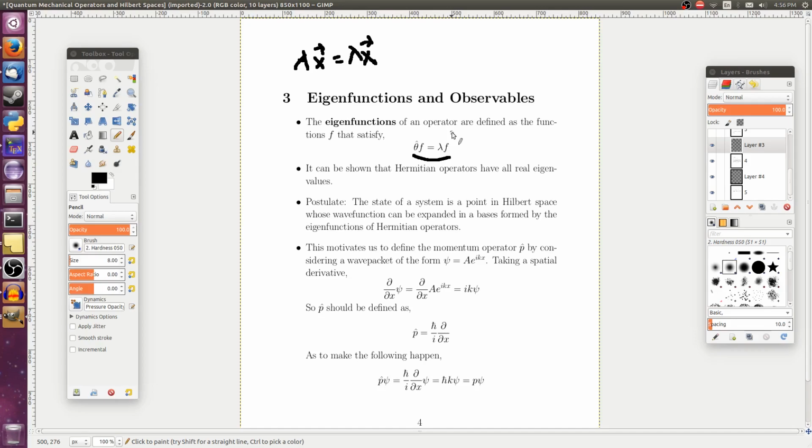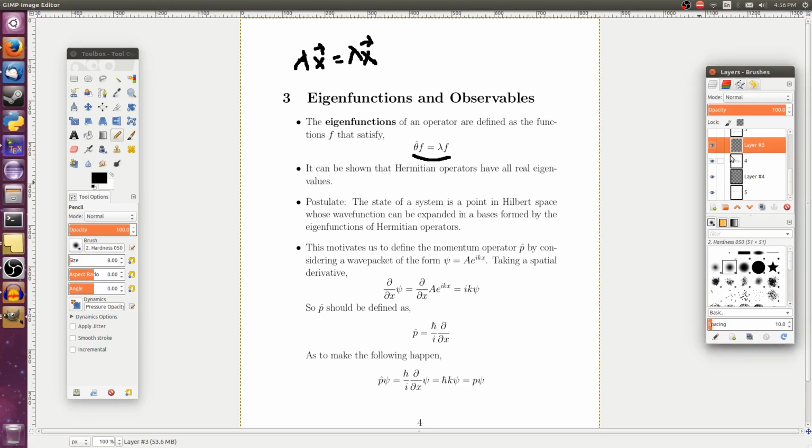And it can be shown that Hermitian operators have all real eigenvalues. That sounds like a really random statement, but what it means is that if we want to represent our observables in quantum mechanics, we should have something that's going to spit out real values, because you're not going to measure a length or a time to be negative i. They're all going to be real. So the fundamental idea is that we want observables to be represented by something that's real, which makes sense.